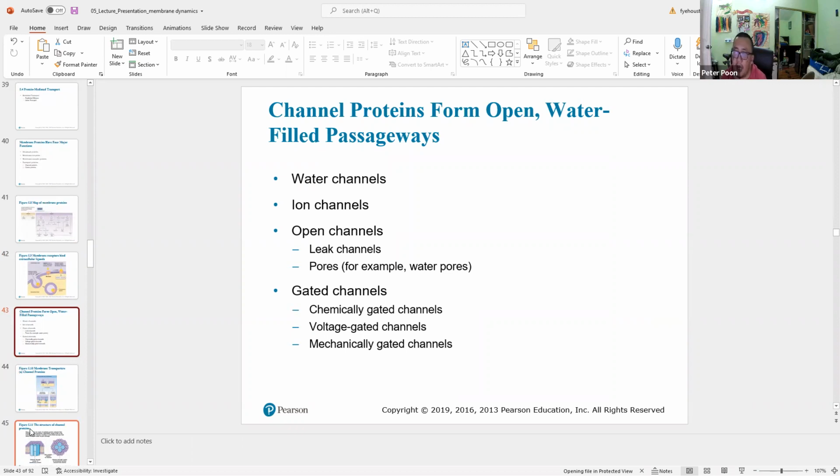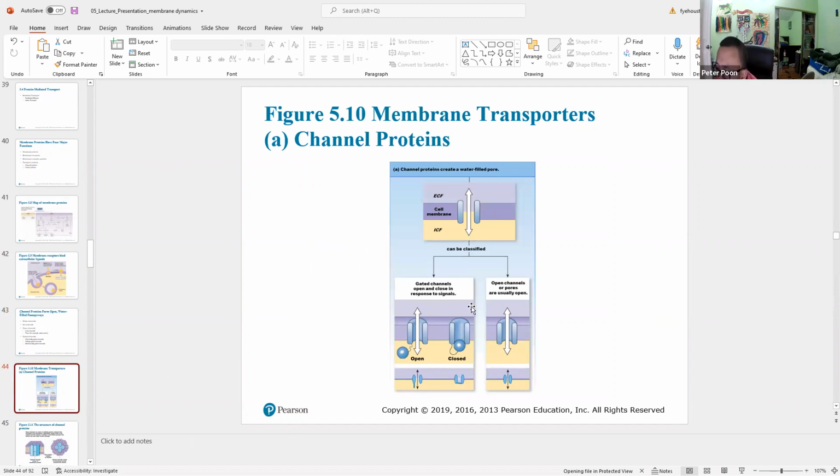The channel proteins form open water-filled passages. These are designed as a water-filled pore. One thing, water can get in. This is one of the ways water actually gets into or out of the cell, through these channel proteins. The other thing is the channel is designed for ions to come through. Chloride ions, sodium ions, potassium ions can all go through their own individual holes.